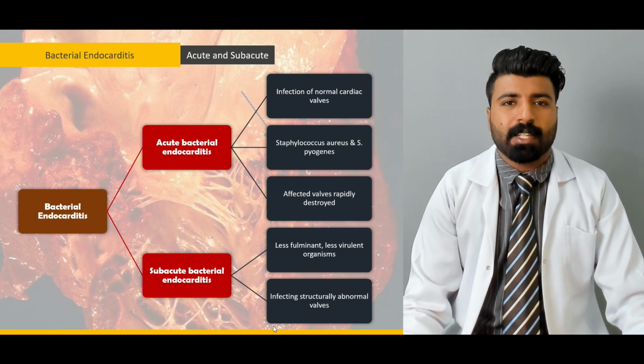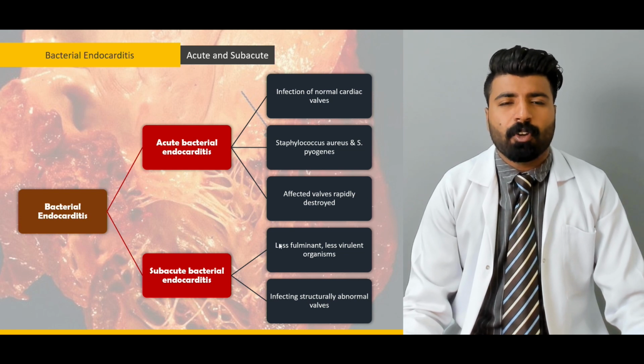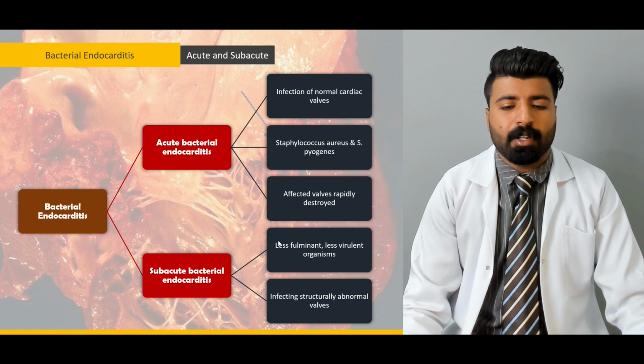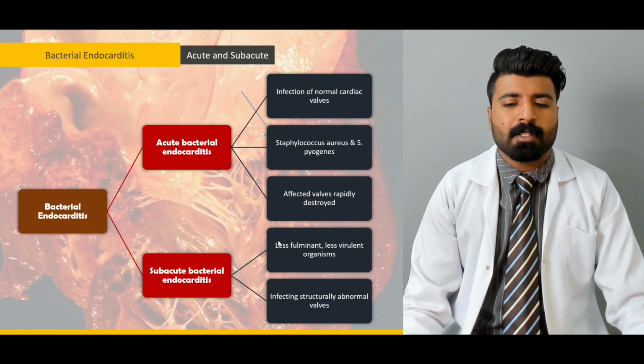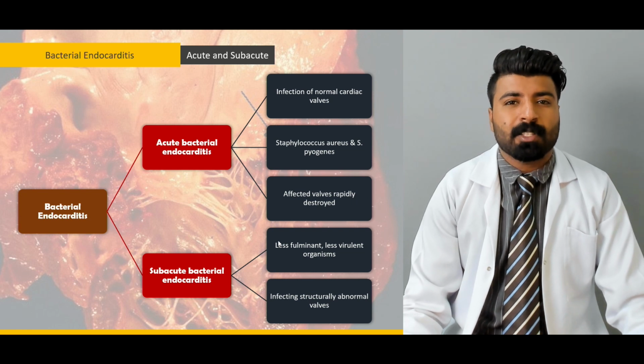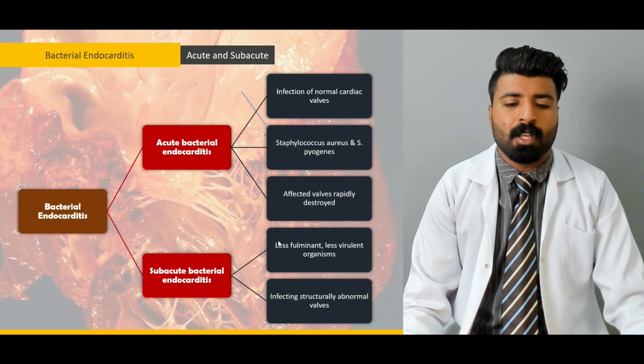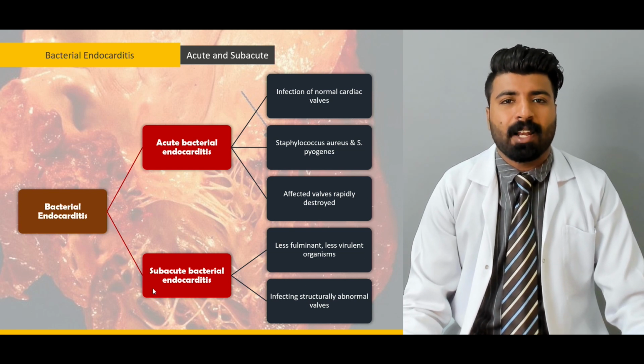Now, those valves can get infested, or those valves can get attacked by these less fulminant organisms. Which are those less fulminant organisms? Let me give you an example right now. We can discuss it later in the next slides. But for example, Streptococcus epidermidis is one of those less fulminant, less virulent organisms which cause subacute bacterial endocarditis.